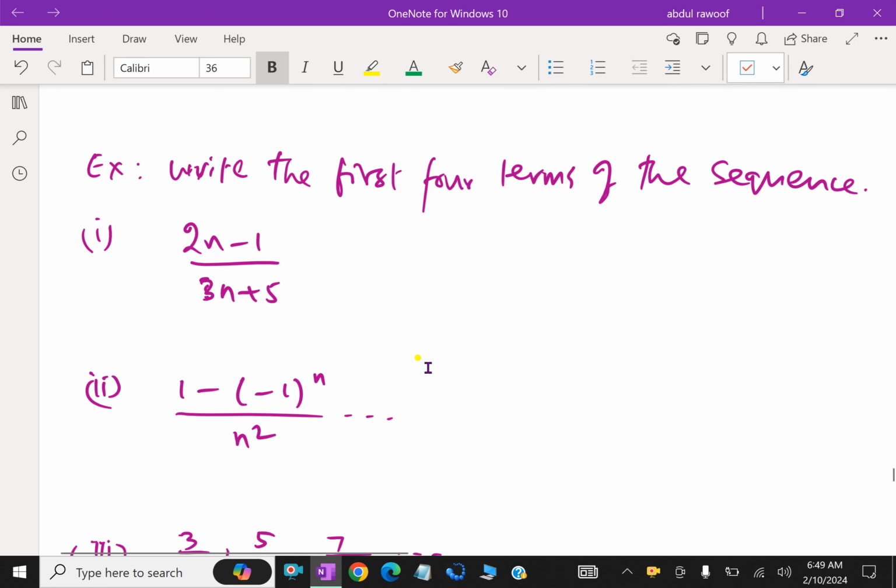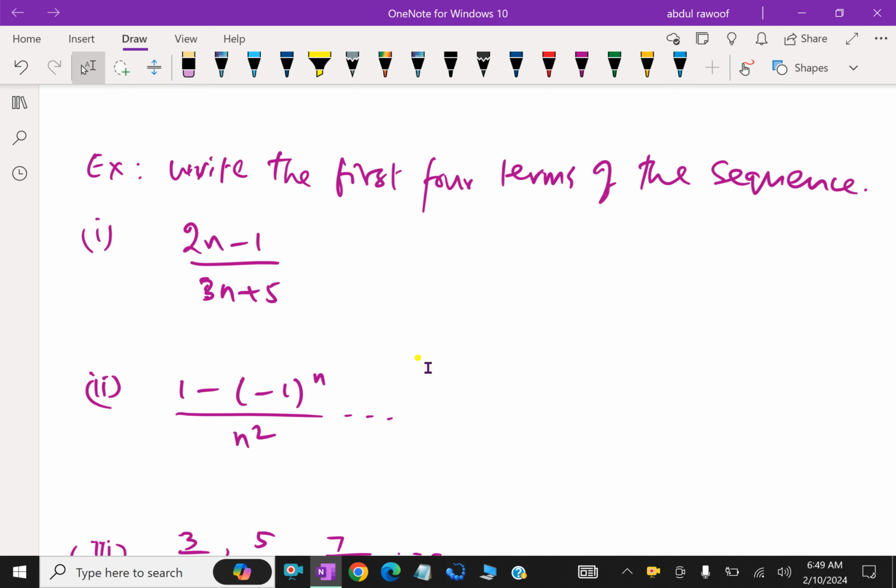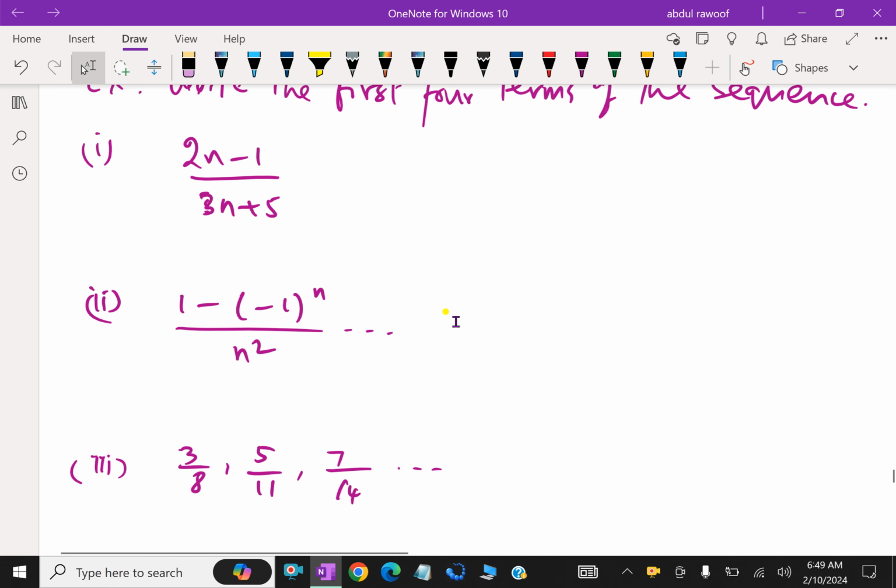Look at this. Write the first four terms of the sequence. The nth term is given as (2n minus 1) over (3n plus 5). Let us give n equal to 1. The first term is 2 into 1 is 2, minus 1 is 1, over 3 into 1 is 3, plus 5 is 8. The first term is 1 over 8.